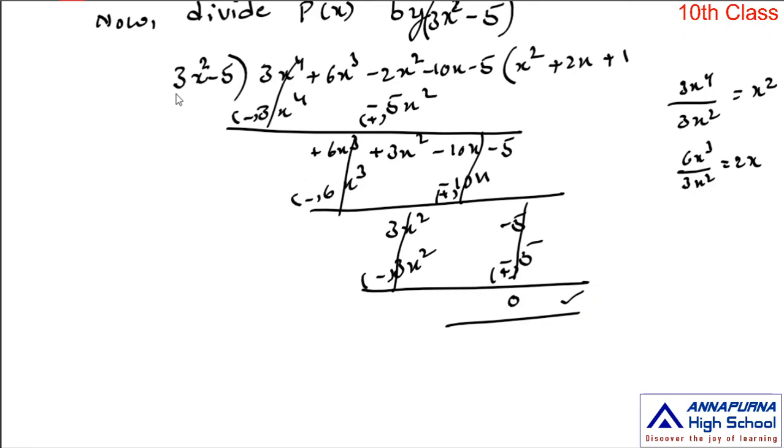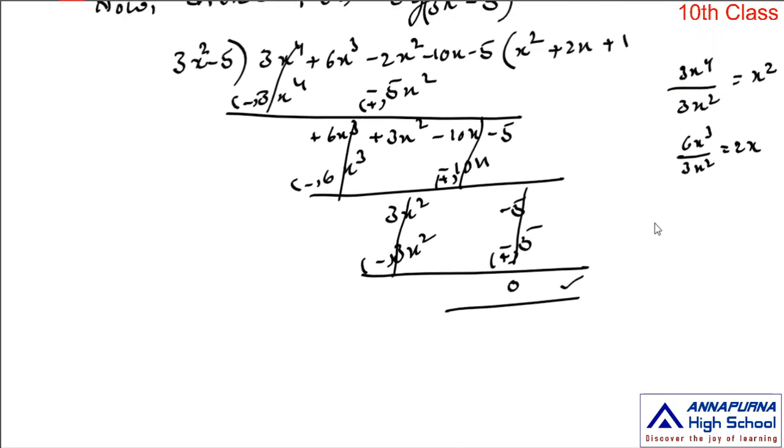That means this 3x² minus 5 is a factor of 3x⁴ plus 6x³ minus 2x² minus 10x minus 5. And what is the quotient? It is equal to x² plus 2x plus 1. Okay. Now apply the division algorithm to this division.